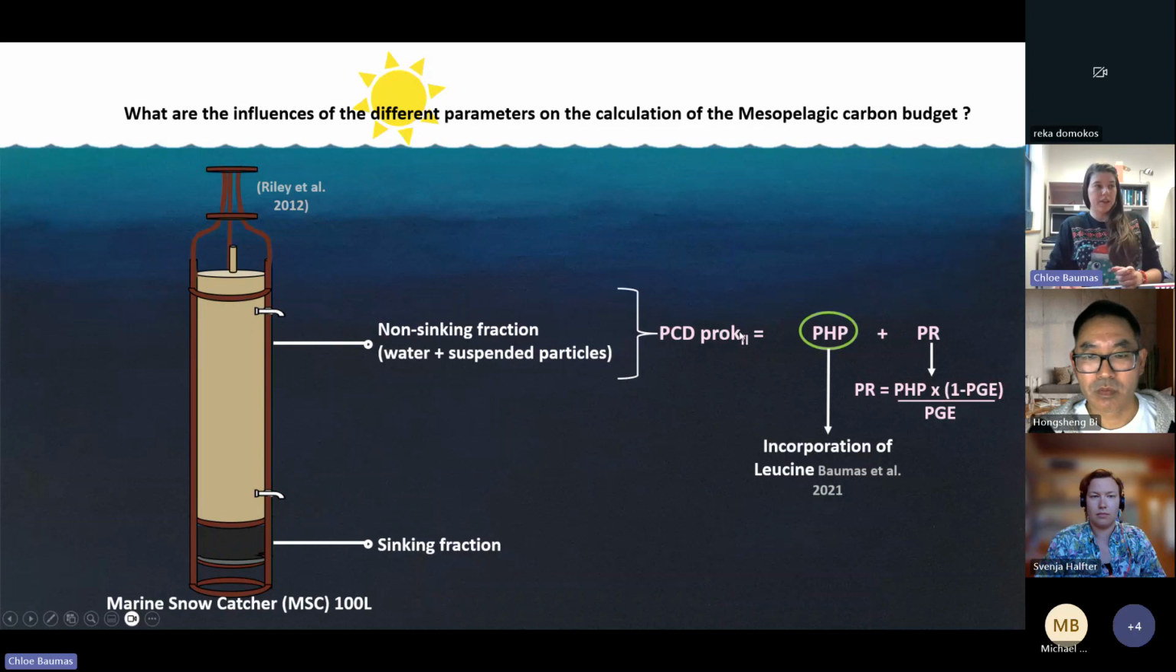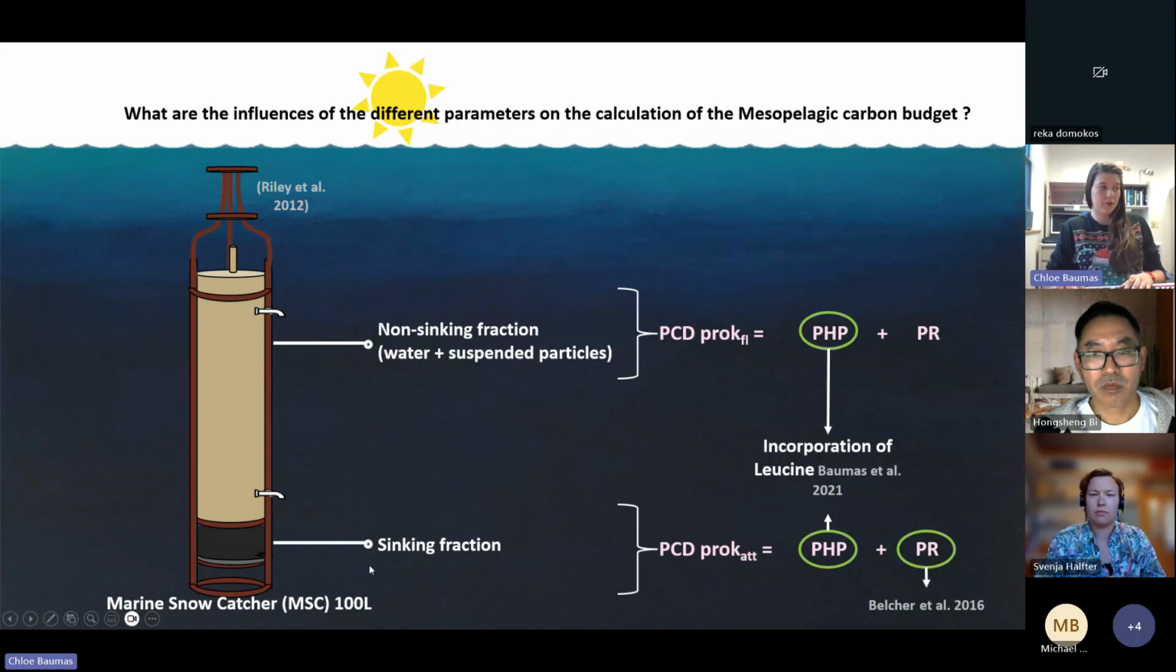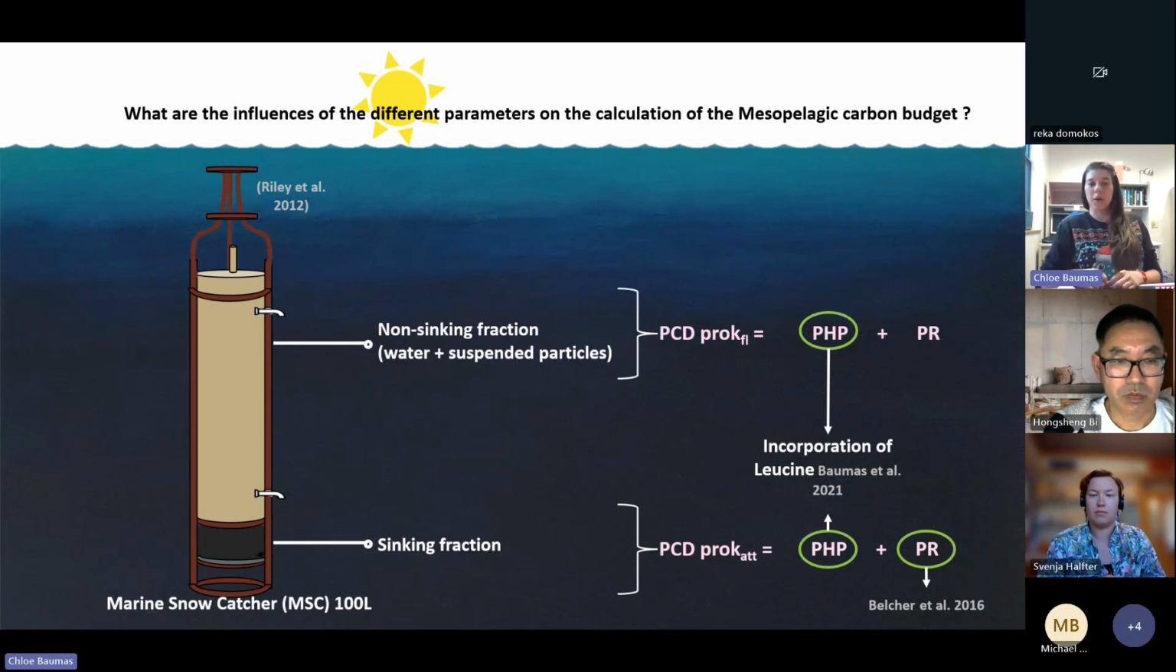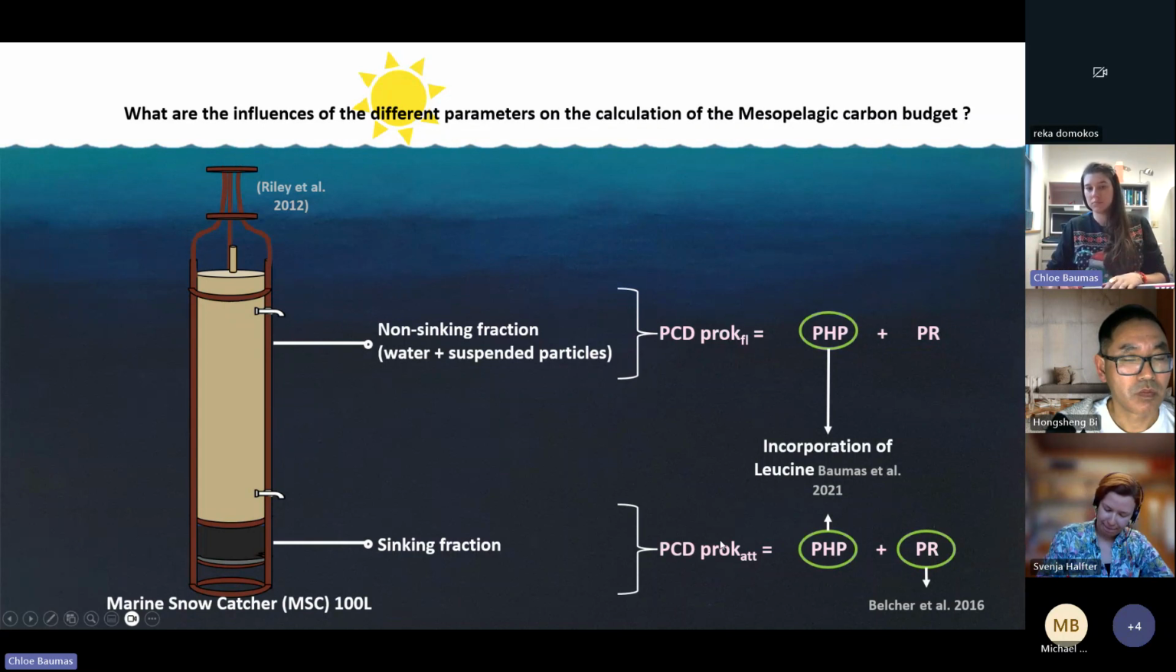So for the free-living, I had the incorporation of leucine that I used, and for the respiration, I will have to use this formula because I don't have any measure. However, for the attached prokaryotes, I have as well the incorporation of leucine, and in this study they measured particle by particle respiration. I have to point out that it's only the second study which managed to have both, so we will be able to calculate prokaryotic growth efficiency for this fraction for the second time.